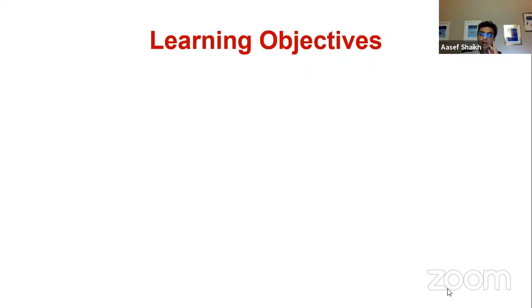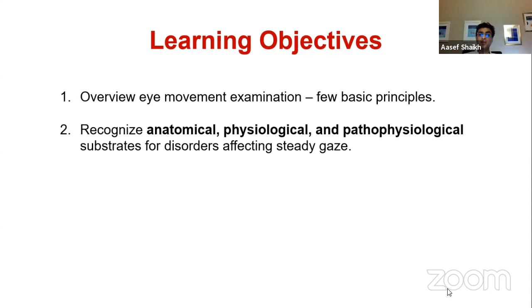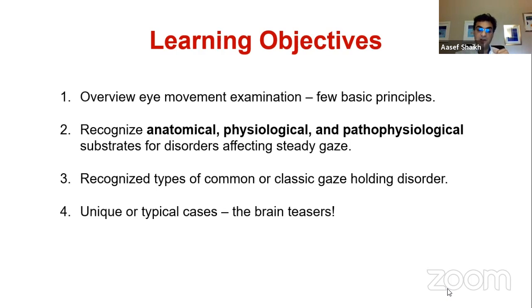With some learning objectives, we will talk about an overview of eye movement examination, and some basic principles that I learned from my mentors, which turned out to be very useful and helpful in my career. We will recognize some anatomical, physiological, and pathophysiological substrates for certain disorders which affect our steady gaze, in other words, nystagmus, and some common as well as some classic disorders of gaze holding, which may not be so common sometimes. And of course, we will have some brain teasers every now and then about some unique or typical cases to make sure that everyone is alert and watching.